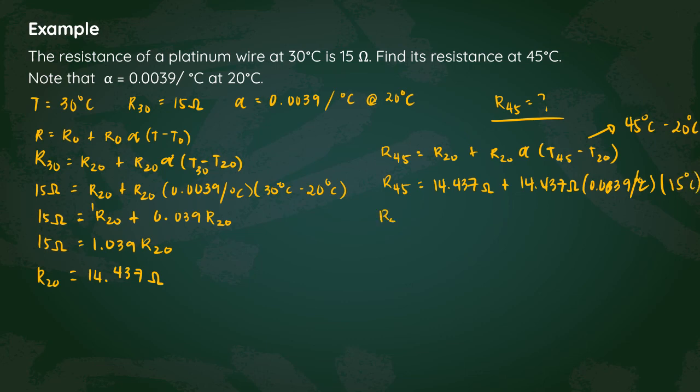So your R45 is similar to what we did here. Your R45, or the resistance at 45 degrees Celsius, is 15.84 ohms. So this is our answer for the problem. The resistance at 45 degrees Celsius is 15.84 ohms.